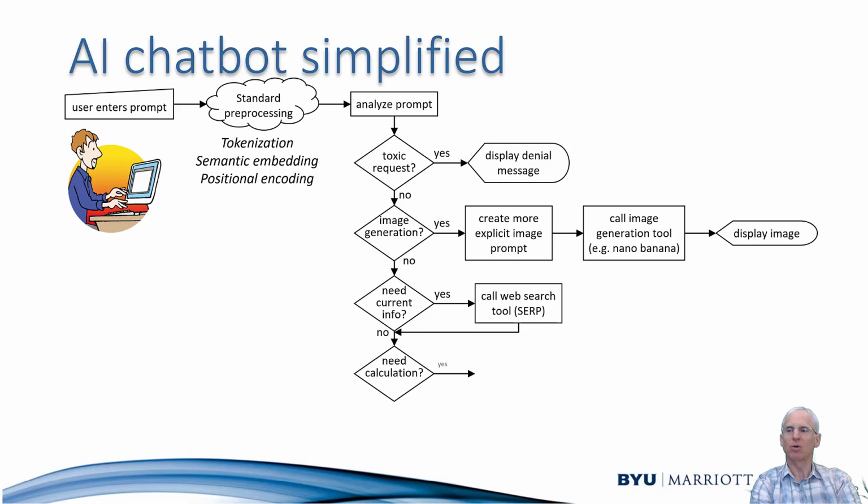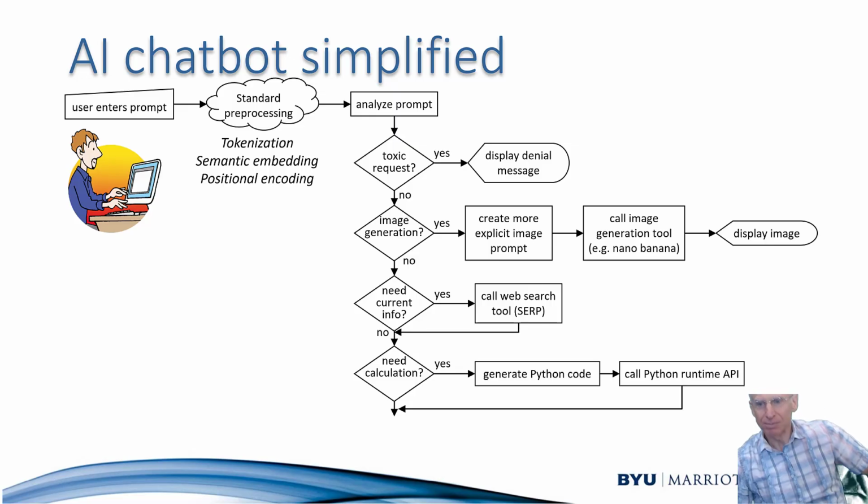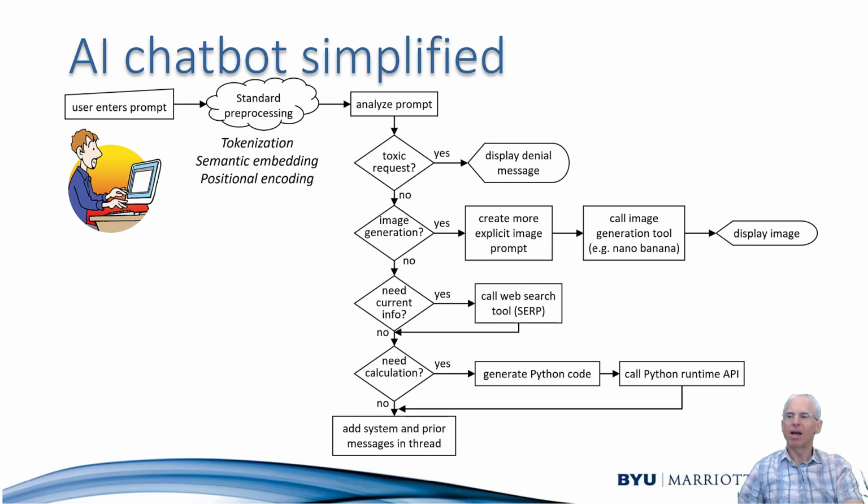So if you need a calculation, what you'll often do is first generate some Python code, and then after you generate that code, you can call a Python runtime API. So you basically pass that Python code to a Python runtime, which runs the code and does the analysis and produces wonderful, hopefully mathematically correct results. All right. If you don't need calculations, then you wouldn't have to generate that code.